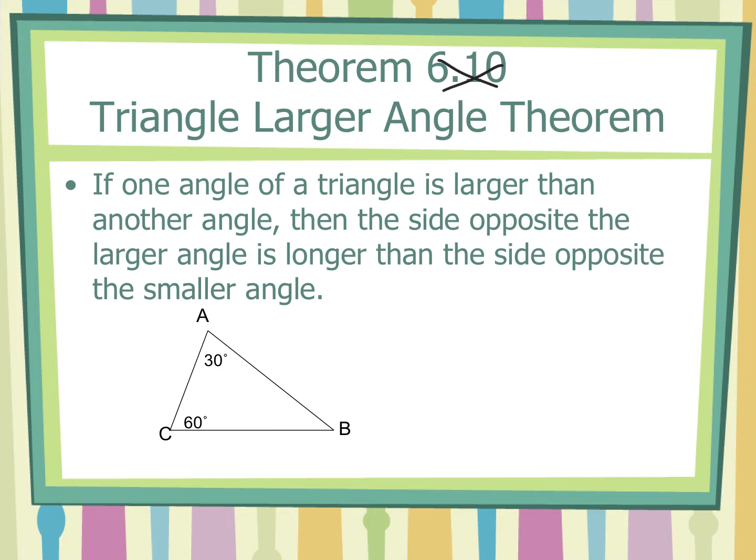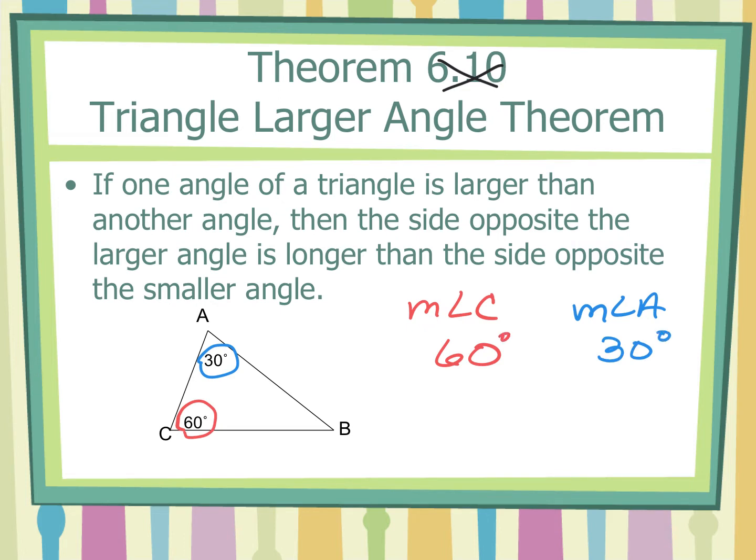And this one states if one angle of a triangle is larger than another angle, then the side opposite the larger angle is longer than the side opposite the smaller angle. So again, I'm going to compare. I'm going to look to see which is my bigger angle. So I've got 60 degrees here. So angle C, the measure of angle C is 60. And then I can see that the measure of angle A is 30.